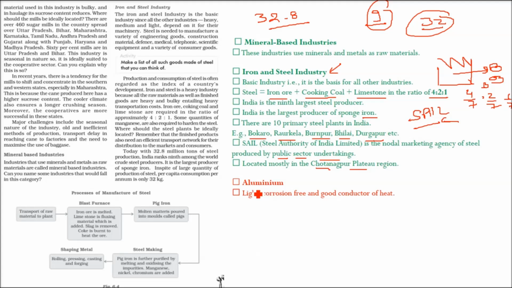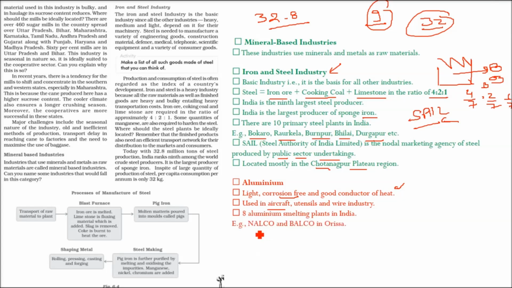Now coming to aluminium. Aluminium basically comes from bauxite. Bauxite is the ore of aluminium. It is quite light, and unlike iron, which oxidizes very easily, it is corrosion free, so erosion and corrosion do not take place so easily. It is also a very good conductor of heat. Because it is light and has all these qualities, it is used in aircraft, utensils and the wire industry.